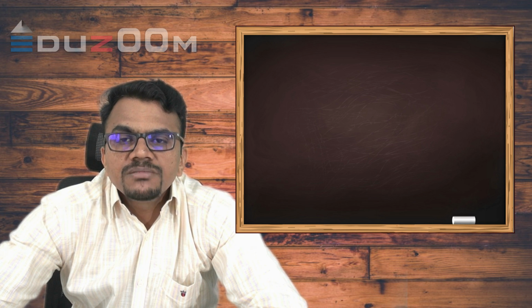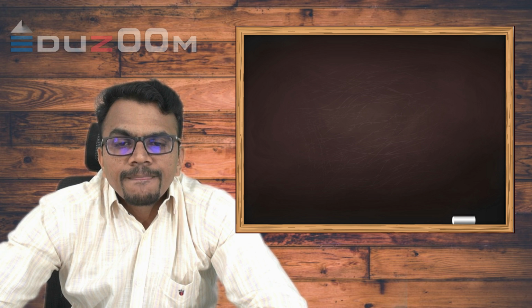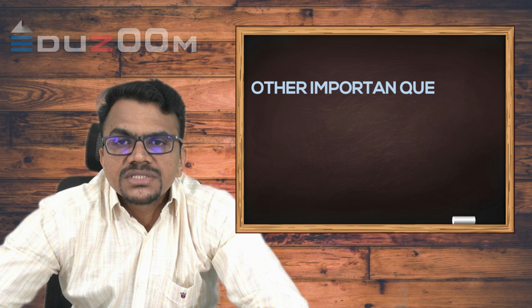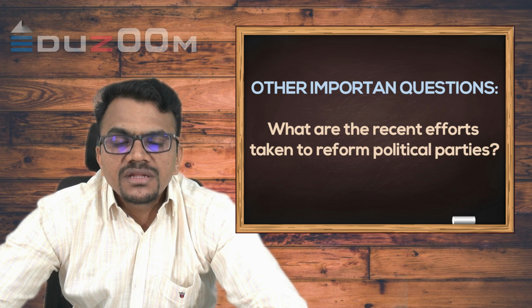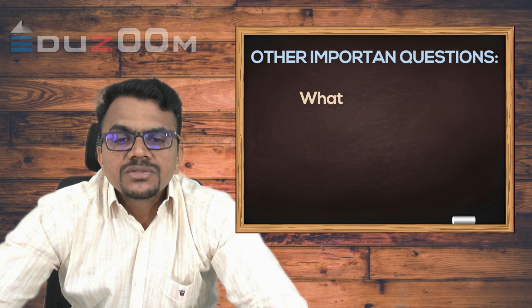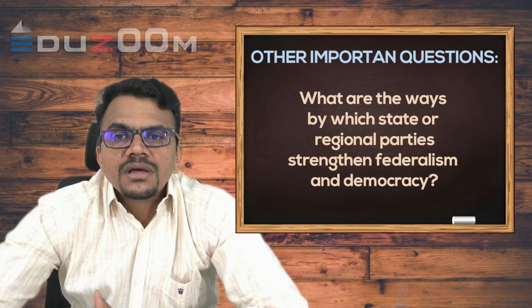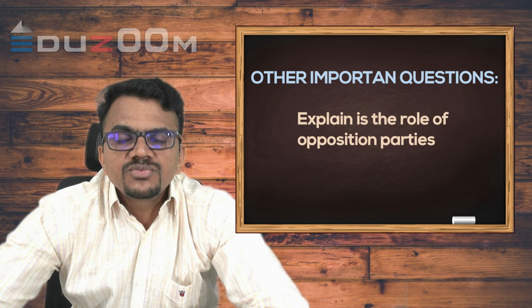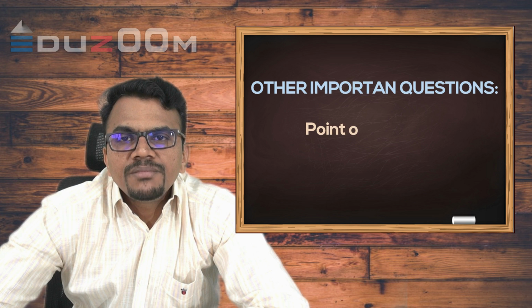So these are the most important questions in this chapter, political parties. And then I will show you some important questions from this chapter which are expected for the exam, and which were there in the previous exams as well. Just go through those questions and try to solve them for your better understanding of this chapter, which will also help you in your upcoming board exam.